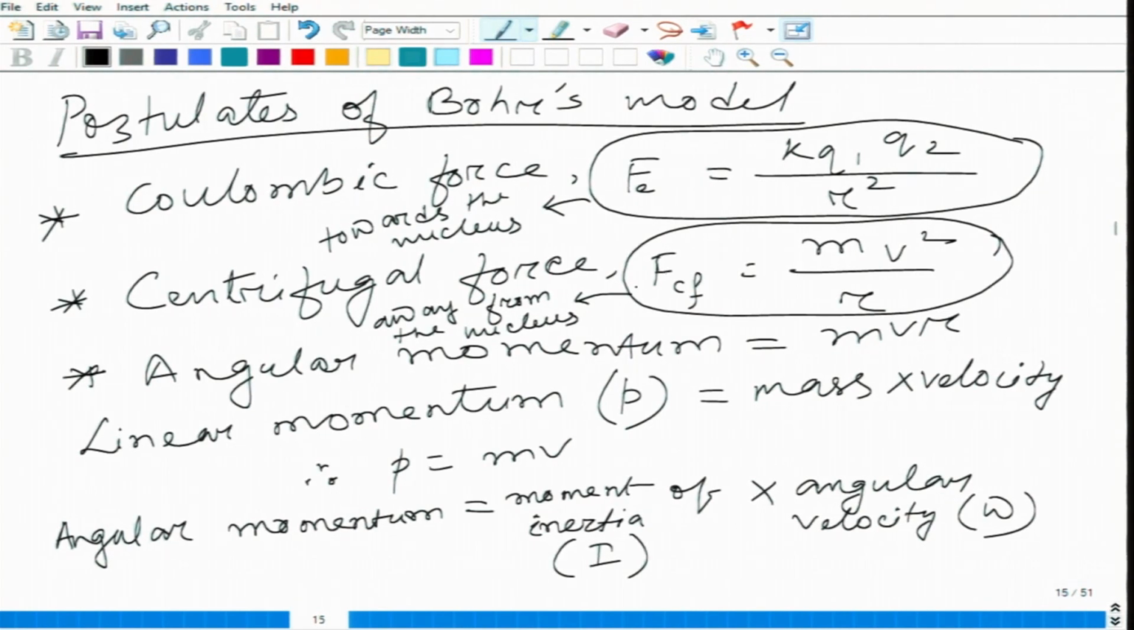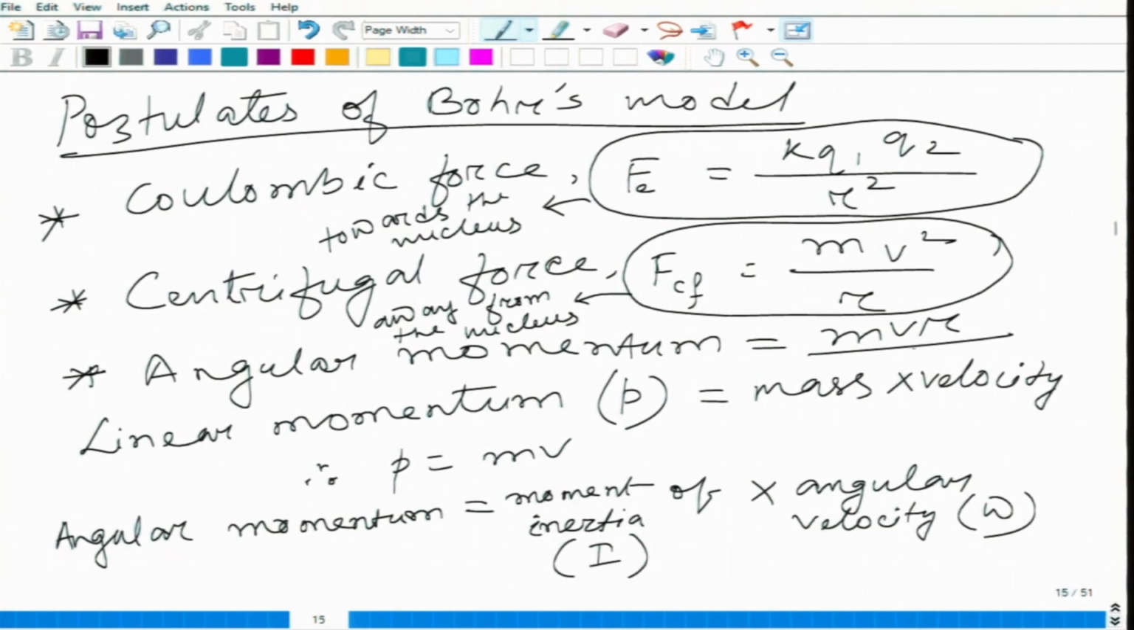These two forces make the electron stable in the orbit, that is, the path of the electron does not change due to the balance of Coulombic force and centrifugal force. The third important formula was of angular momentum, which is equal to mvr, where m is the mass of the electron, v is the velocity of the electron and r is the radius of the orbit in which the electron is revolving around the nucleus.